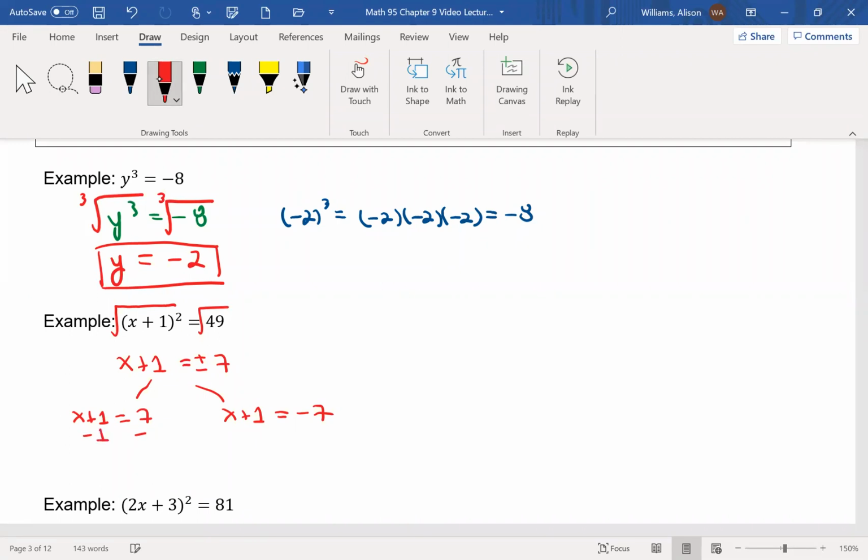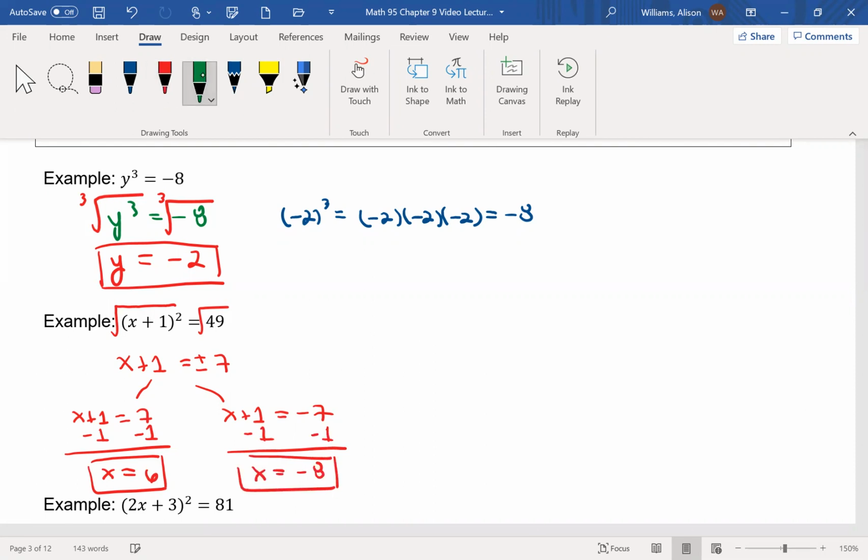If I subtract 1, that's going to give me x equals 6. Over here, subtracting 1 is going to give me x equals negative 8. And we can check our answers to make sure they work. We don't have to stress so much about it in these, though, because we aren't starting with a radical to begin with, so we don't have so many restrictions on what we're allowed to plug in or get out.